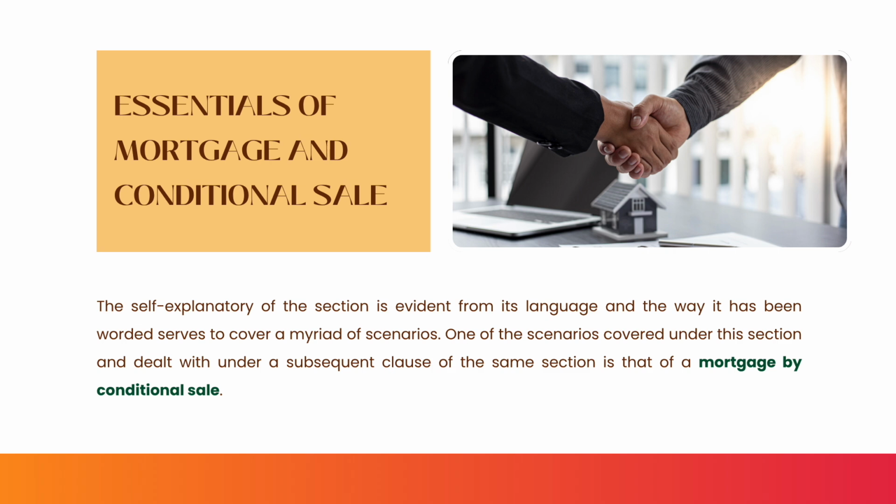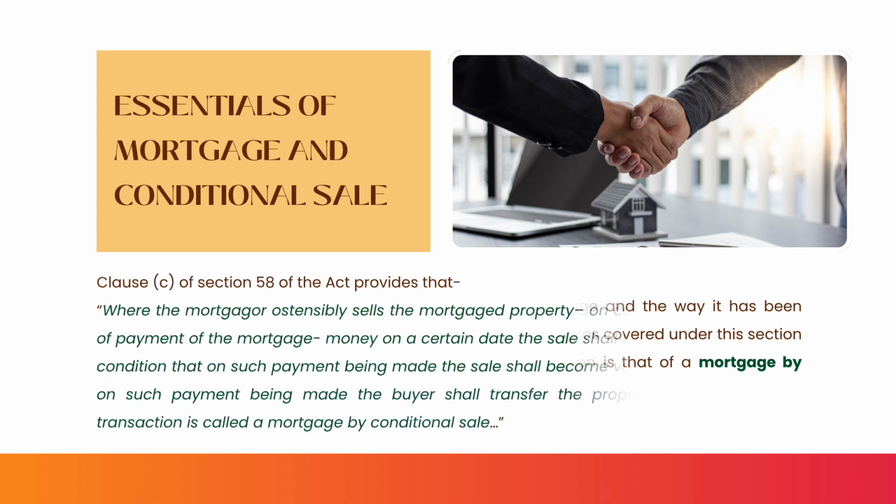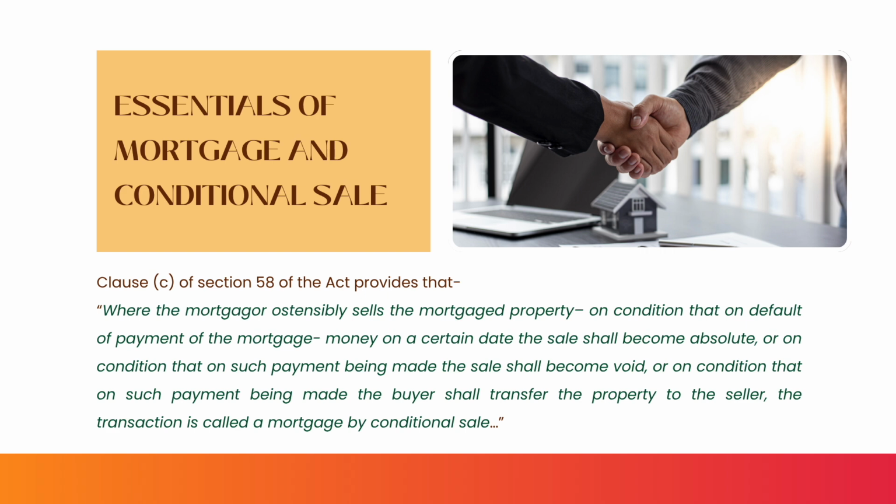The section is self-explanatory, as is evident from its language, which has been worded so as to cover a myriad of scenarios. One of the scenarios covered under this section and dealt with under a subsequent clause of the same section is that of a mortgage by conditional sale, clause (c) of section 58 of the Transfer of Property Act.